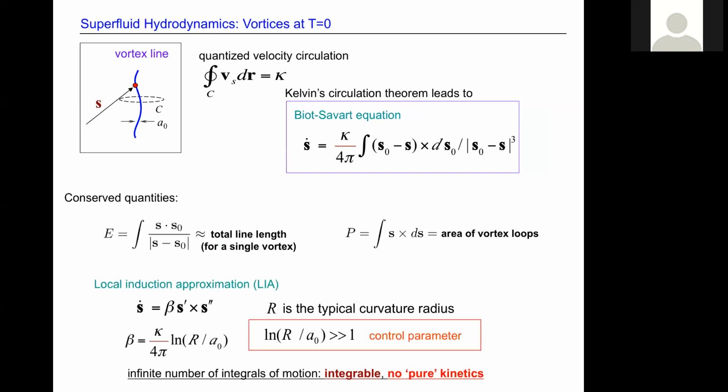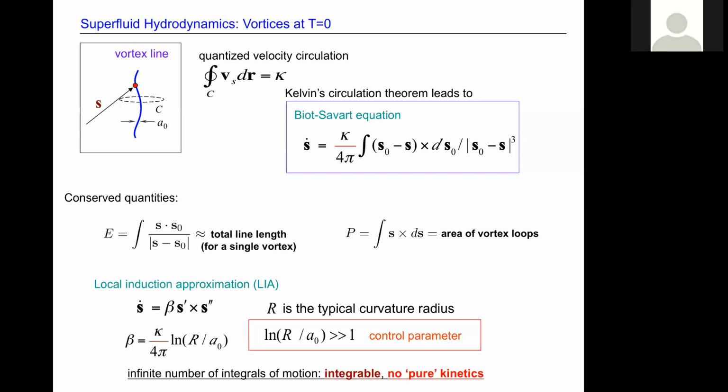Now, the first approximation to dynamics, which actually is a local equation, uses a large parameter, which is the logarithm of the ratio of the typical curvature radius of the vortex line to the healing length, which at least in helium is quite large. You can neglect all the non-local contributions and just focus on the logarithmically divergent part of this integral and arrive at the so-called local induction approximation.